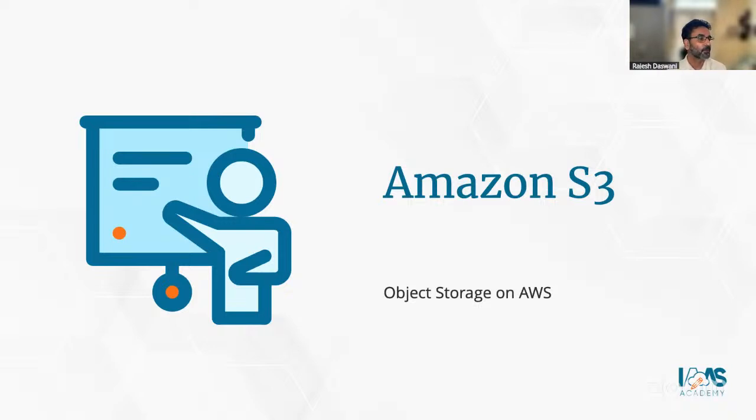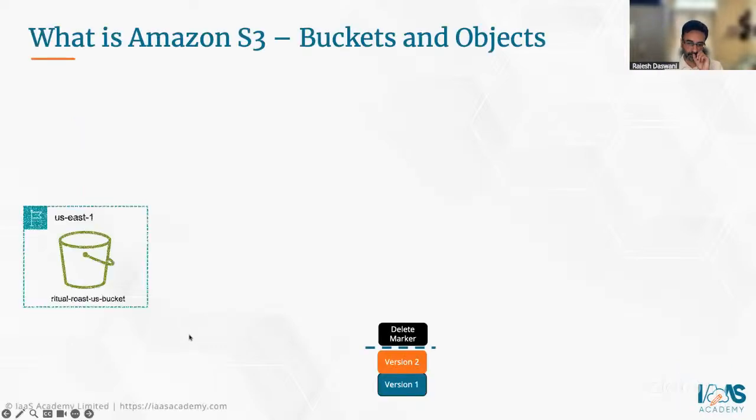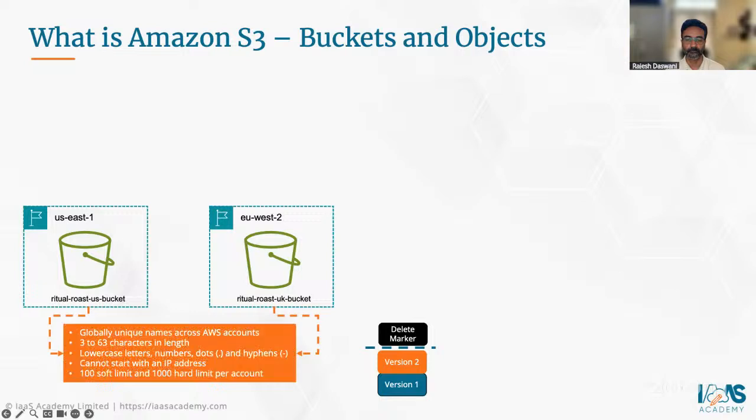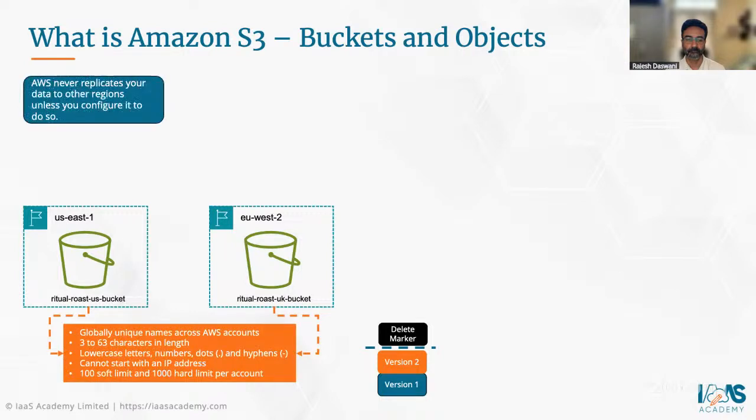Okay, so let's move on and talk about S3 next. So Amazon S3. So here we are. So basically, the key things that you have to remember with Amazon S3 is that it is an object storage solution and it allows you to create buckets and objects. It also allows you to replicate objects across buckets.